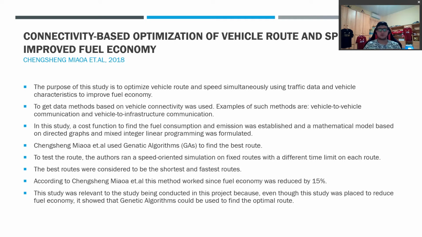In the study, a cost function to find the fuel consumption and emission was established, and the mathematical model based on directed graphs and mixed integer linear programming was formulated. Chen Sheng et al. used genetic algorithms, or GAs, to find the best route. To test the route, the authors ran a speed-oriented simulation on fixed routes at different time limits on each route. The best routes were considered the shortest and fastest routes. According to Chen Sheng et al., this method worked since they managed to reduce fuel economy by 15%.